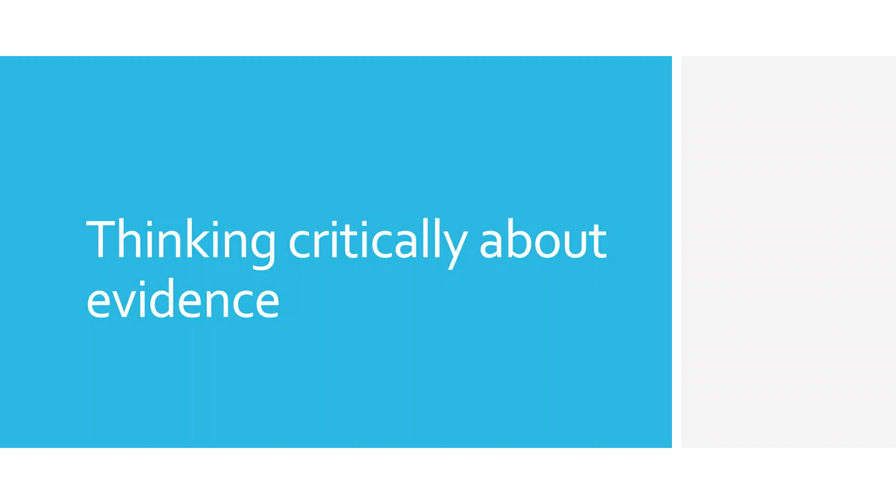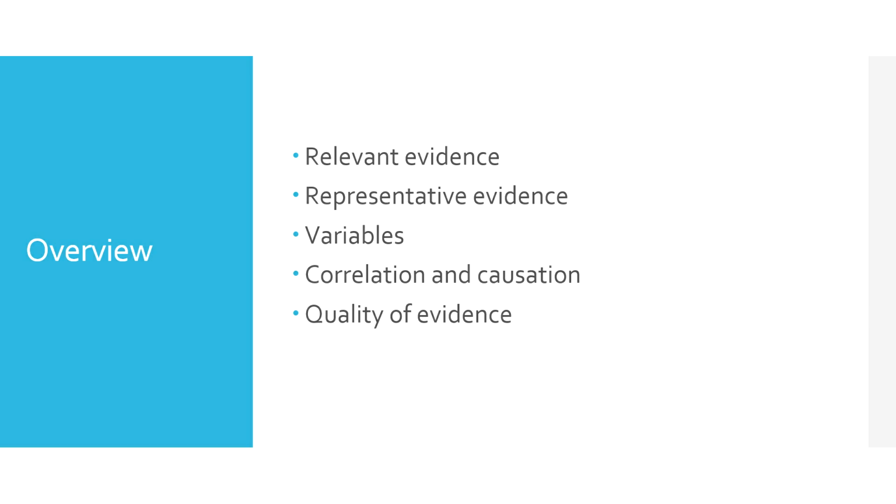Welcome to presentation 5 in this mini video series where we are going to discuss how we think critically about evidence. In this mini presentation we're going to focus on relevant evidence, representative evidence, looking at variables. We'll touch upon correlation and causation once again, and we'll look at the quality of evidence.